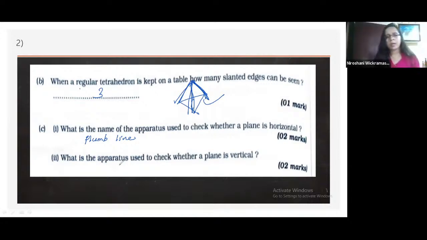Right. Next one, what is the apparatus used to check whether a plane is vertical? When tiling the floor, arranging the floor, we have to check. You have seen that there is a bubble, no? It comes in the middle of this. For this, we say the special name spirit level, right?